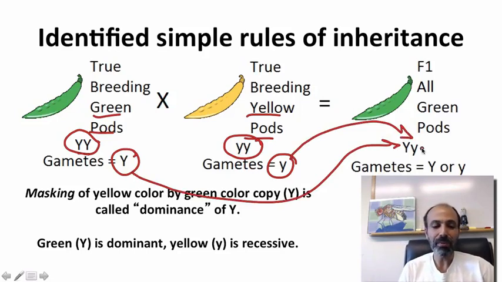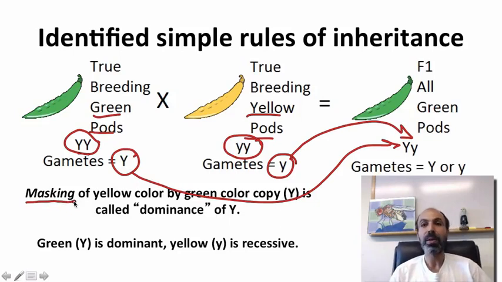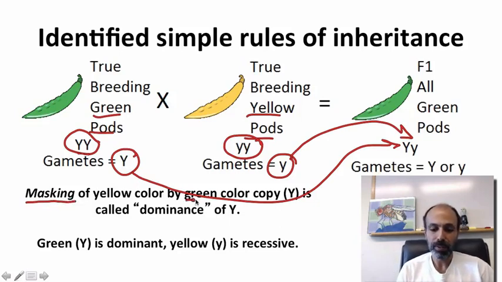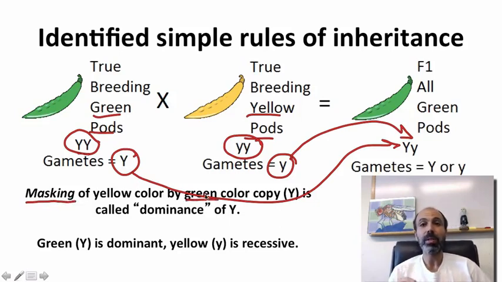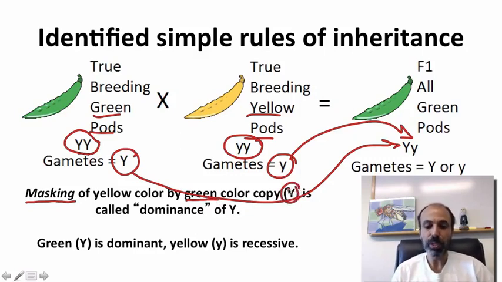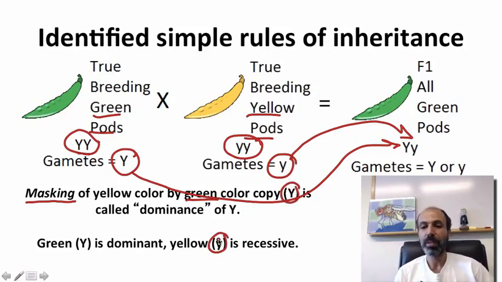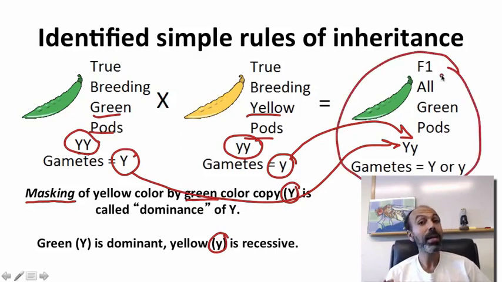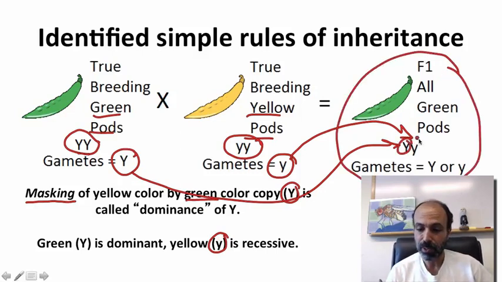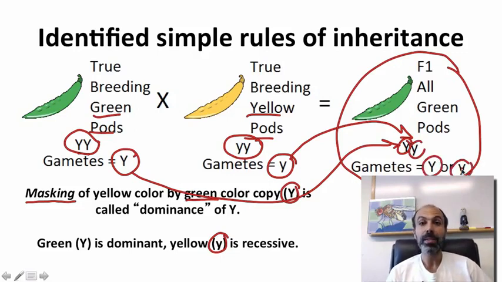So in this case, we have a masking of the yellow color by the green copy, right? So big Y, the green one, is definitely dominant. Little y is definitely recessive because you don't see it when you have one of each in there. And what will this plant over here give off? Well, he has two different gene copies. He has a big Y and a little y. So he could give either of these to his kids.